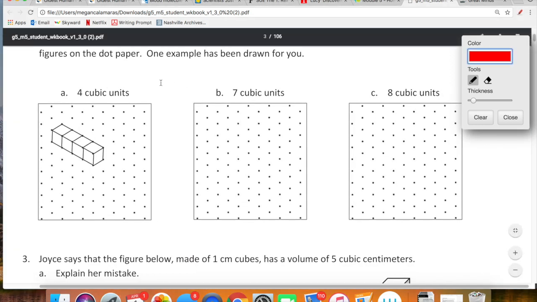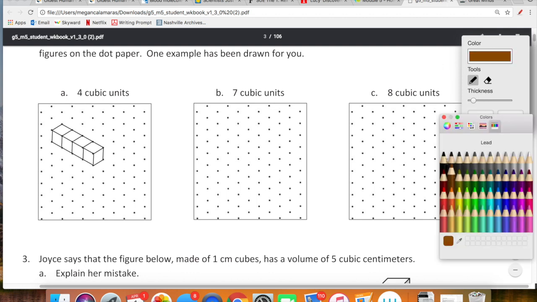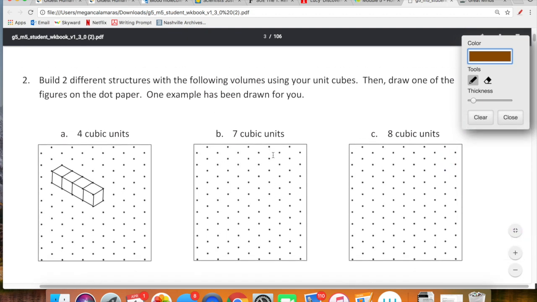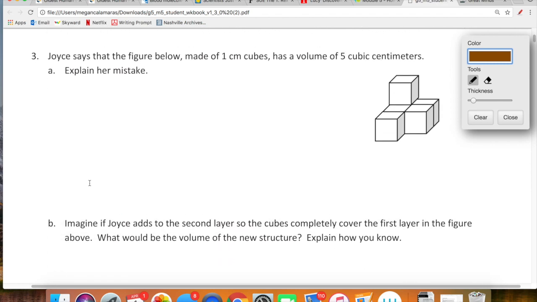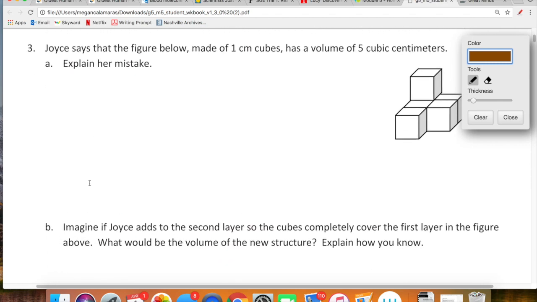Since my pen still isn't working, I'm just going to give you a preview as to what we're looking at tomorrow. So tomorrow in class, we're going to be working with this dot paper. On this dot paper, you're going to be drawing a variety of figures, and you're going to be drawing figures that have various volumes. This figure, of course, has a volume of 4 cubic units because this figure is made up of 1, 2, 3, 4 cubes.